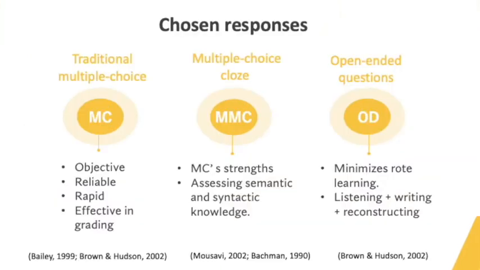Researchers of this article chose 3 types of response, including traditional multiple choice. It is objective, reliable, rapid, and efficient in grading. Multiple choice cloze is the combination of the traditional cloze and the traditional multiple choice, so it has the advantages of both. Moreover, it can assess listeners' semantic and syntactic knowledge. The last response type is open-ended questions. It can minimize rote learning, and it can test the students' listening, writing, and reconstructing together.